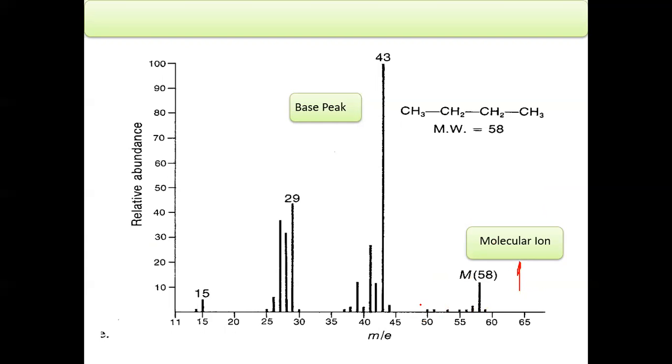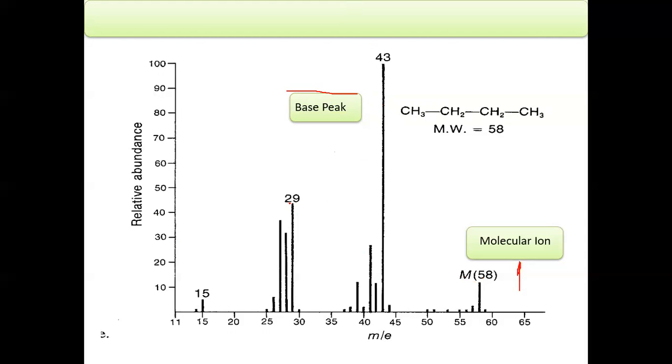Now we have smaller peaks here. The intensities of these peaks are different. The molecular ion peak intensity is less. Now we have one more peak, which is the most intense peak in the mass spectrum, and it is called the base peak. The base peak is considered as having 100% intensity, and with respect to this peak, the other peak intensities are described. Let us say this peak at m by e 43 has 100% intensity.